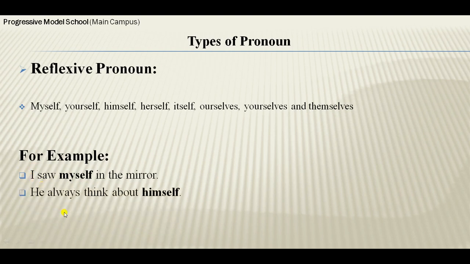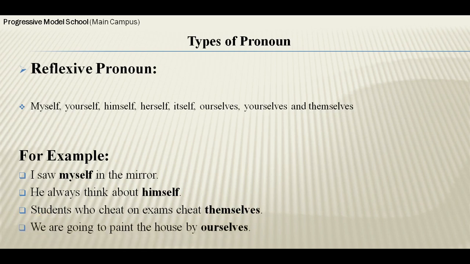Similarly, another example, he always thinks about himself. He is a third person, subjective case of the personal pronoun. Himself is talking about subject, so himself is a reflexive pronoun. Similarly, students who cheat on exams cheat themselves. Here, themselves is indicating about the students, which are the nouns. Our next example, we are going to paint the house by ourselves. Here, ourselves is indicating about the subject, that is we. So, ourselves is a reflexive pronoun.